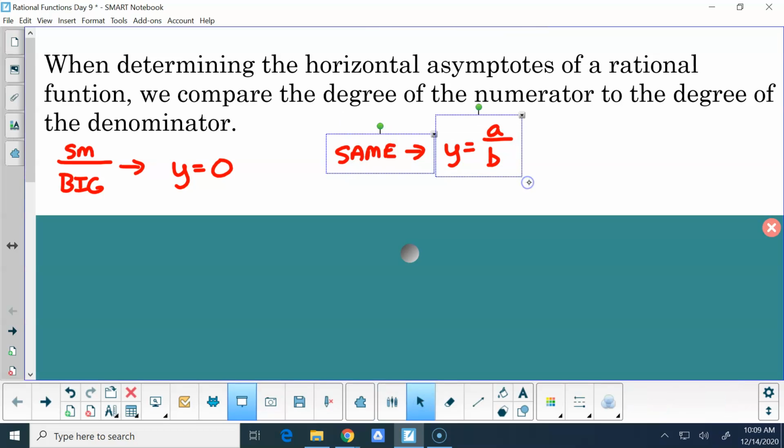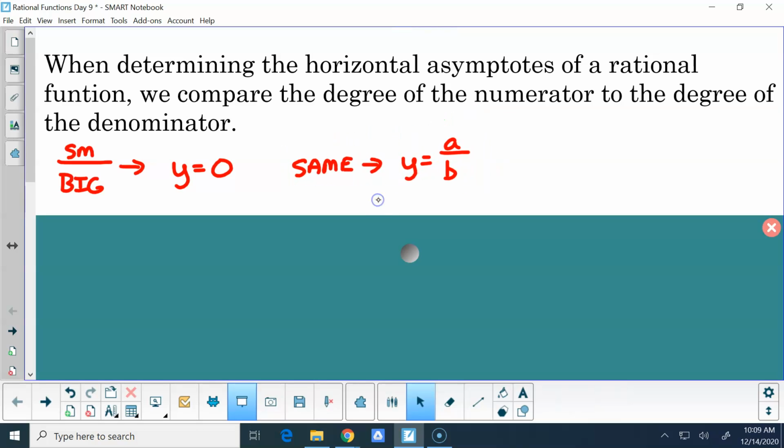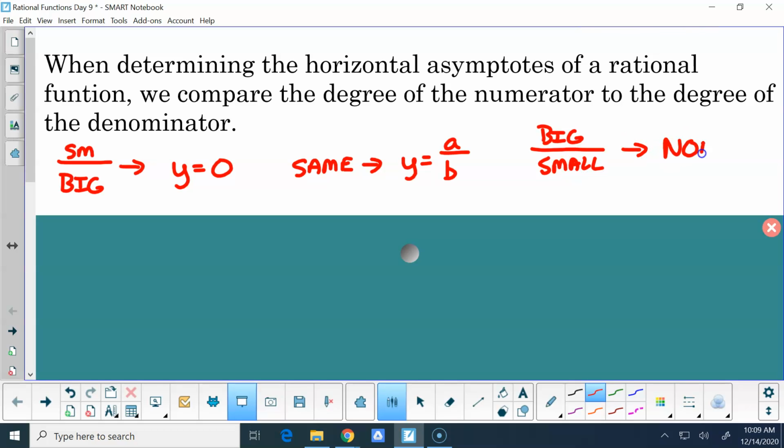Love those. Okay? But today, I actually want to focus in on that third scenario, when we've got big over small. And normally, that's a none or a no horizontal asymptotes case. Okay? But that's what we're going to actually focus in on here today, when we don't have a horizontal asymptote.